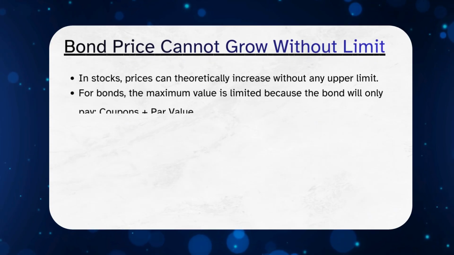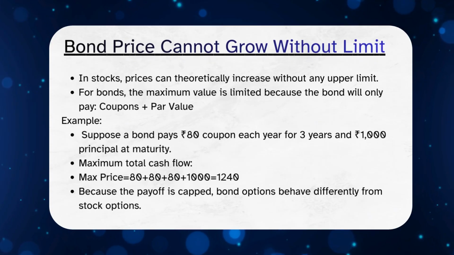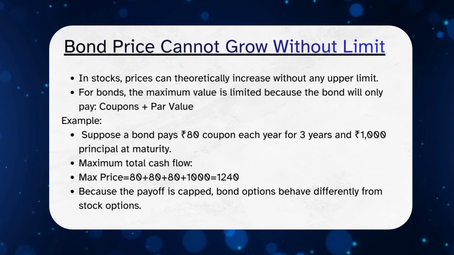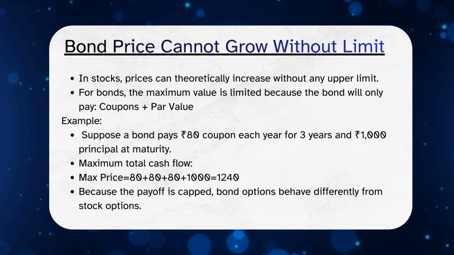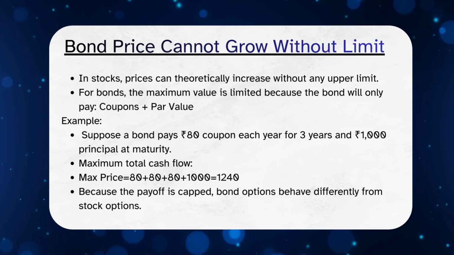Next, consider the first limitation of the model when applied to bonds. In the case of stocks, prices can theoretically rise without any upper limit. But bonds are different. The maximum value of a bond is limited because investors will only receive the coupon payments plus the face value at maturity.